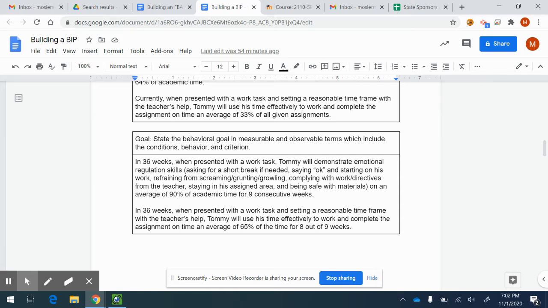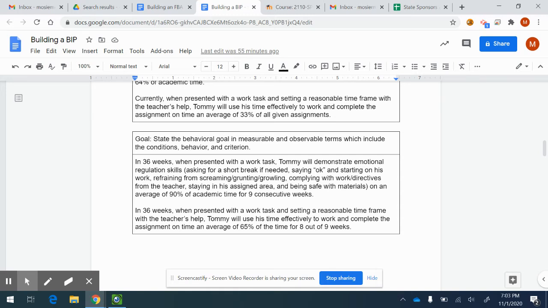Tommy will use his time effectively to work and complete the assignment on time, an average of 65% of the time for 8 out of 9 weeks. Now, the reason that I did this for 8 out of 9 weeks instead of like 9 consecutive weeks is that we know that there may be a week here and there where Tommy just does not get all of his work turned in on time, or even 65% of his work turned in on time. I know because of his history of absences that can sometimes be tricky for him.